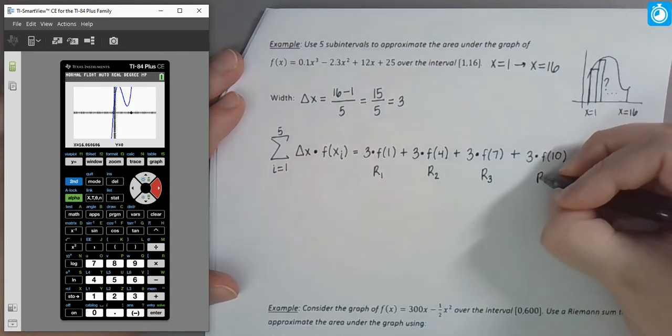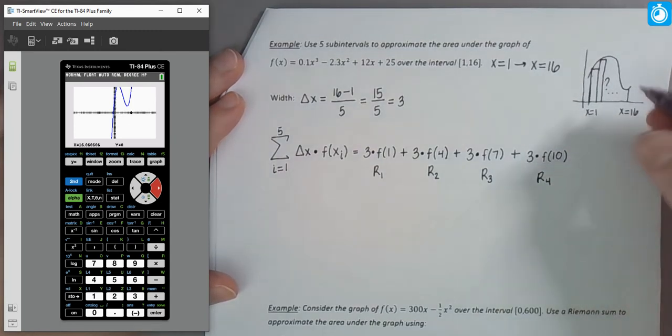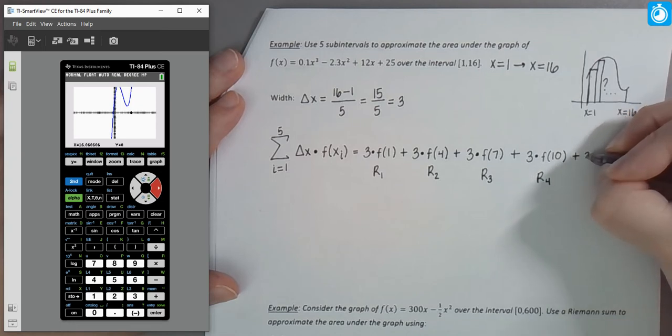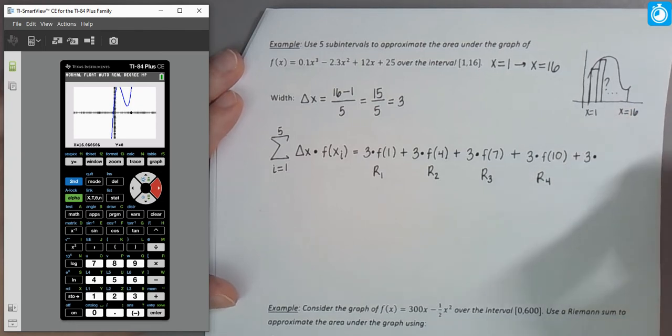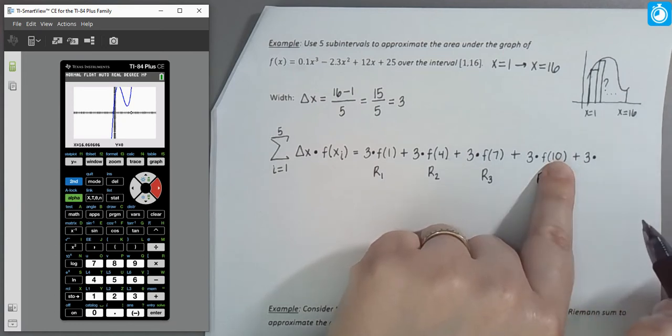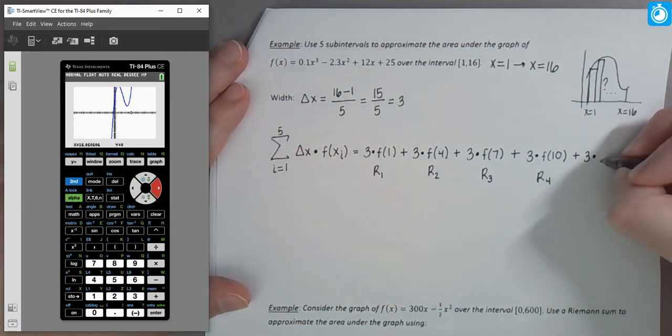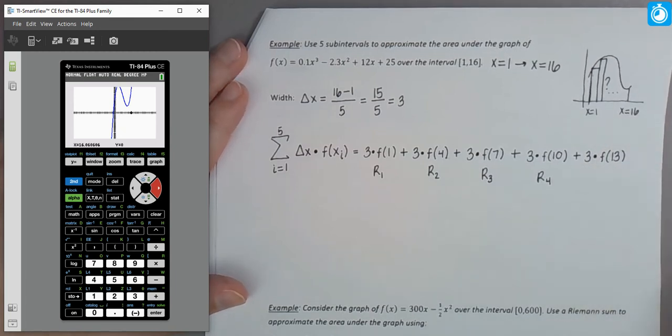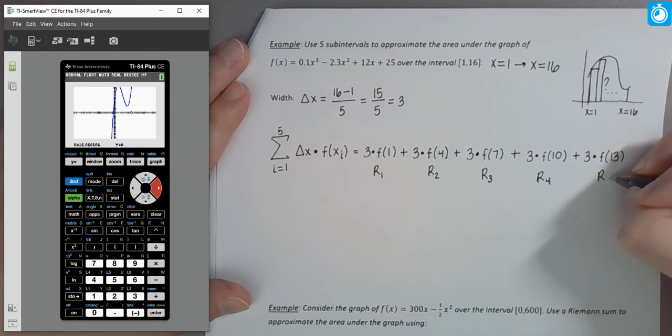So that's rectangle 4. And then rectangle 5, again a width of 3. And then our height, starting at 10, we go to 3 units above that, which is 13. So f of 13. And that's going to be rectangle 5.